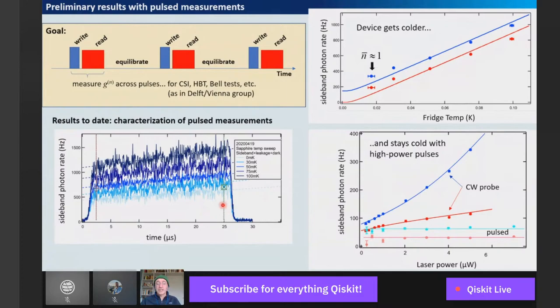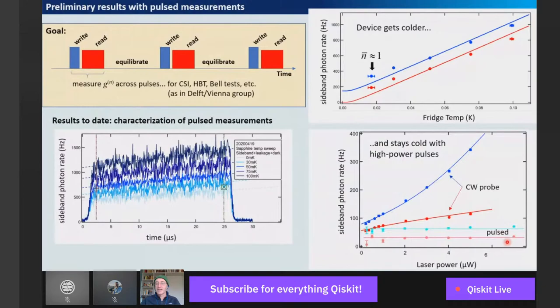Furthermore, if you do this kind of measurement at higher and higher laser power, in continuous measurement, the device got hotter. And I had to tell you this story about heating. But with these pulse measurements, we see no sign of heating. So basically, in the duration of these 10 or 20 microsecond pulses, energy is deposited, but the device just doesn't have time to equilibrate with that. The device just doesn't have time to get hot. And so we think this looks like a big win.